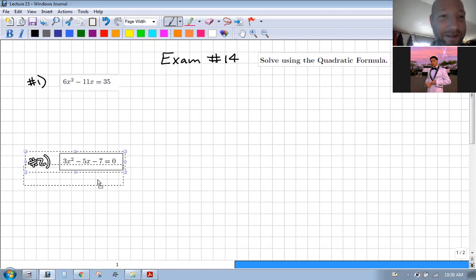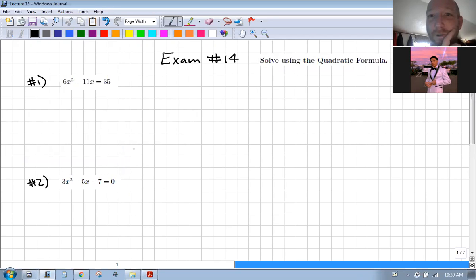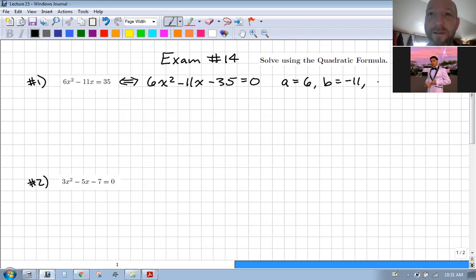All right, let's look at exam number 14 here. So, solving using the quadratic formula. We need to put this guy into standard form. So we need to get that 35 the other side of the equation. So we have everything equal to 0. Now we can see that our A is 6, our B is negative 11, and our C is negative 35.